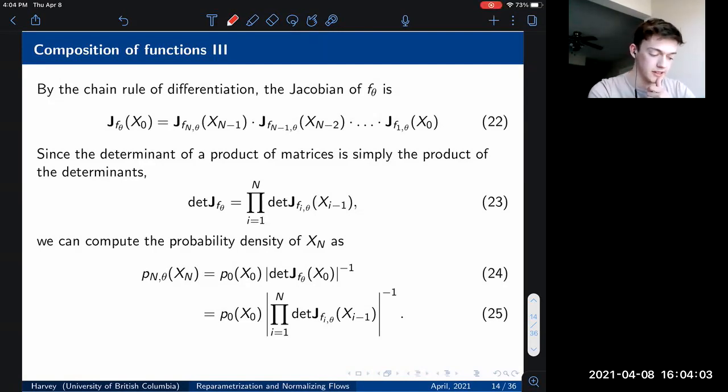So we can say that the probability density of xn is equal to the probability density of x0 times the inverse of the absolute value of this determinant, which we can express as the product of the individual determinants. And so essentially, I think the takeaway from this is we can fairly efficiently do the probability density computations just as long as we can evaluate the determinant of the Jacobian for each of the individual layers Fi.